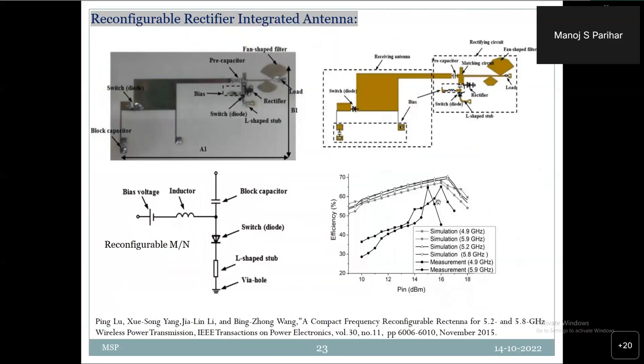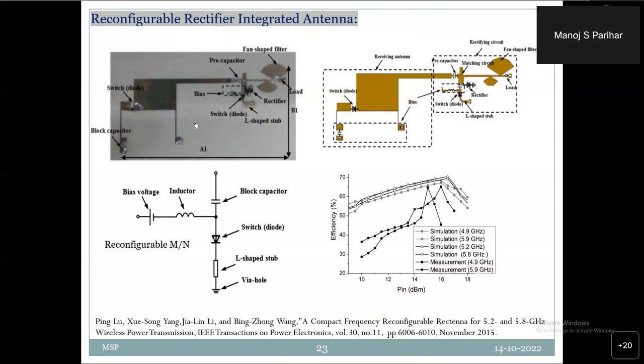Then, maybe you are not sure from which RF source, or in which frequency band, you are getting more RF energy. Sometimes there may be fluctuation between the different frequency bands. Sometimes you are getting more power from Wi-Fi, or sometimes more power from the GSM signal. So you can think of a reconfigurable rectifier integrated antenna, which can switch between different frequency bands to harvest energy. Here the authors have shown a reconfigurable rectifier integrated antenna incorporating one switch, which by turning on and off, you can switch between two frequency bands.